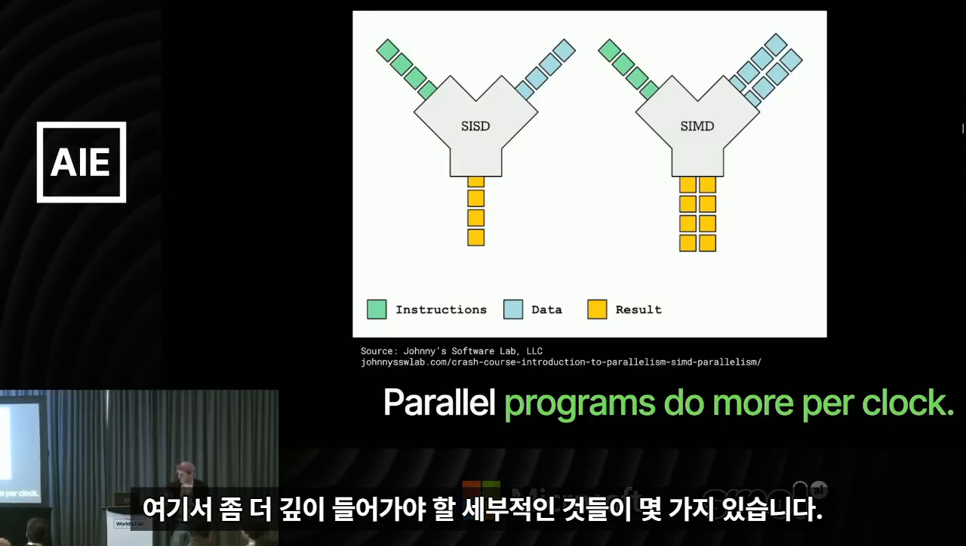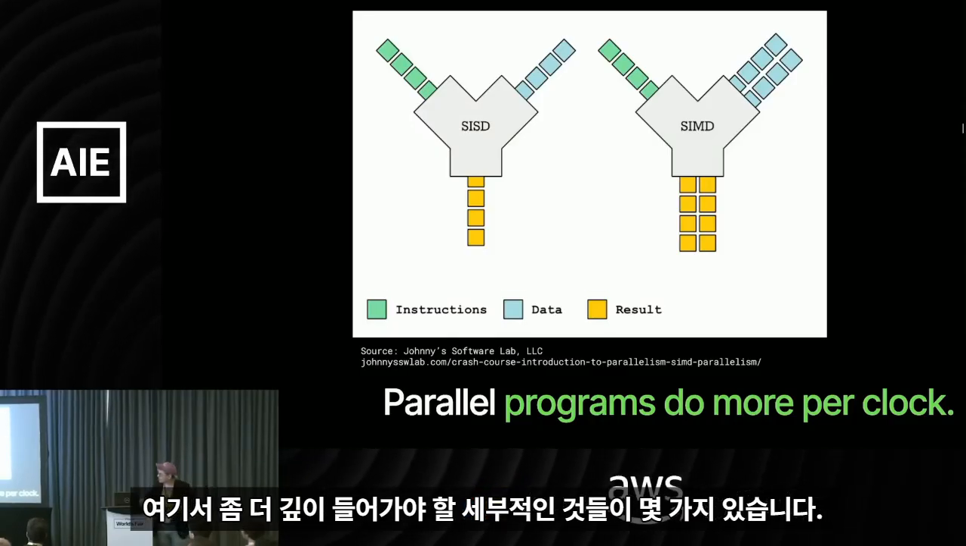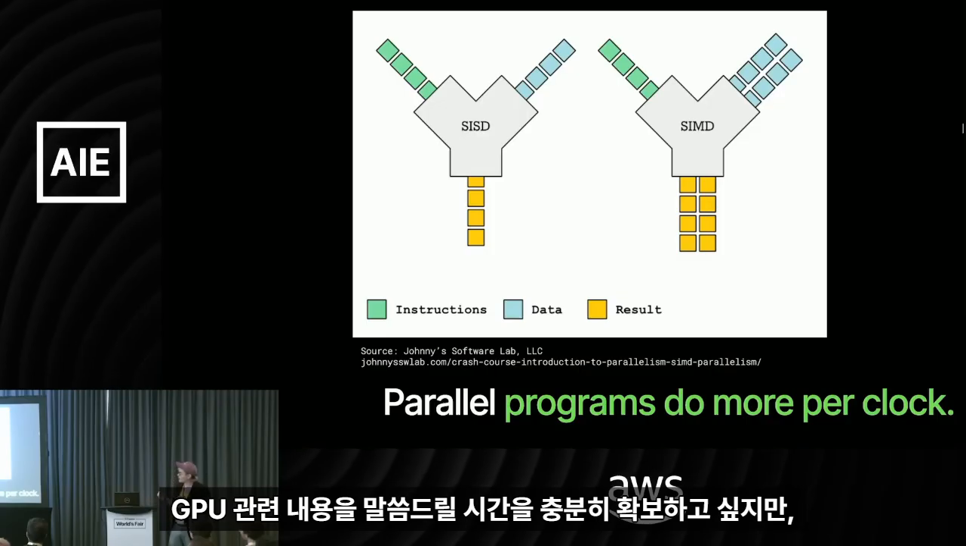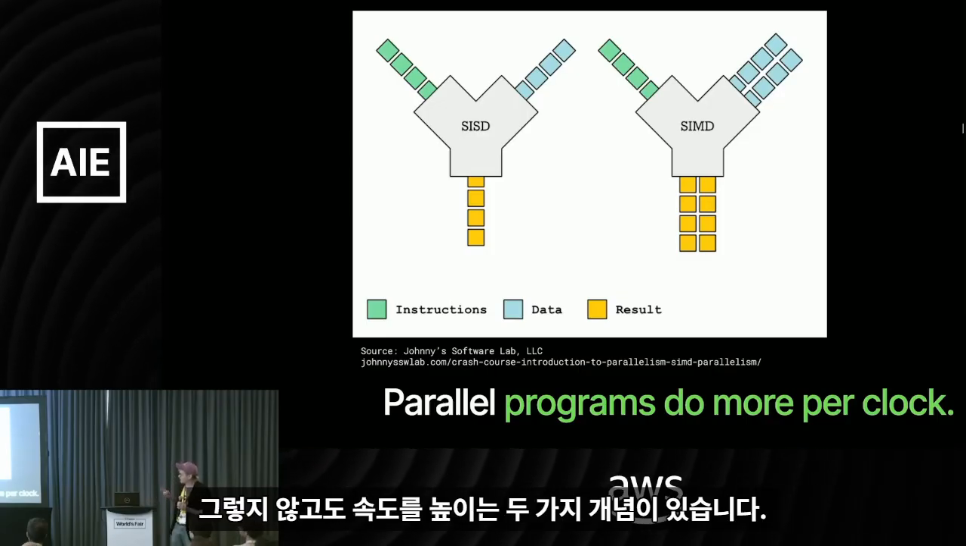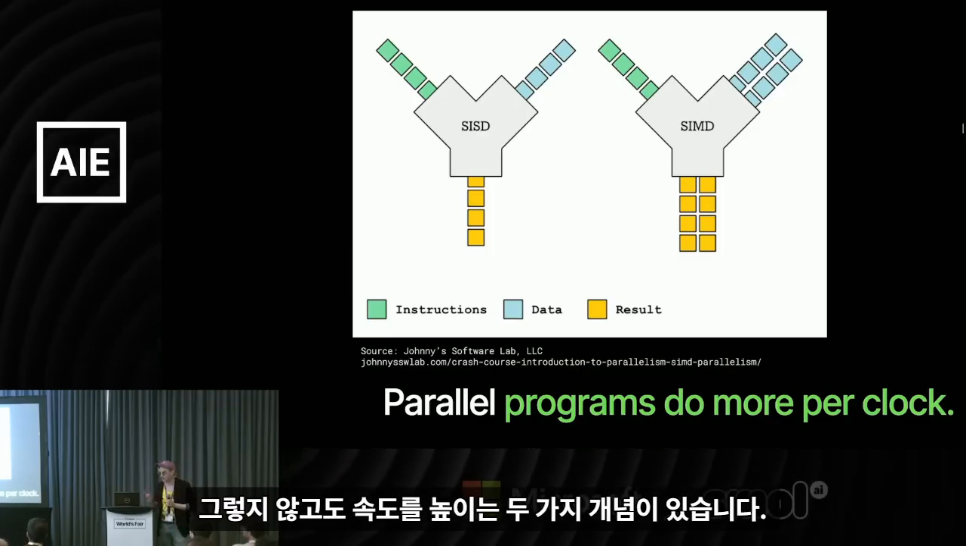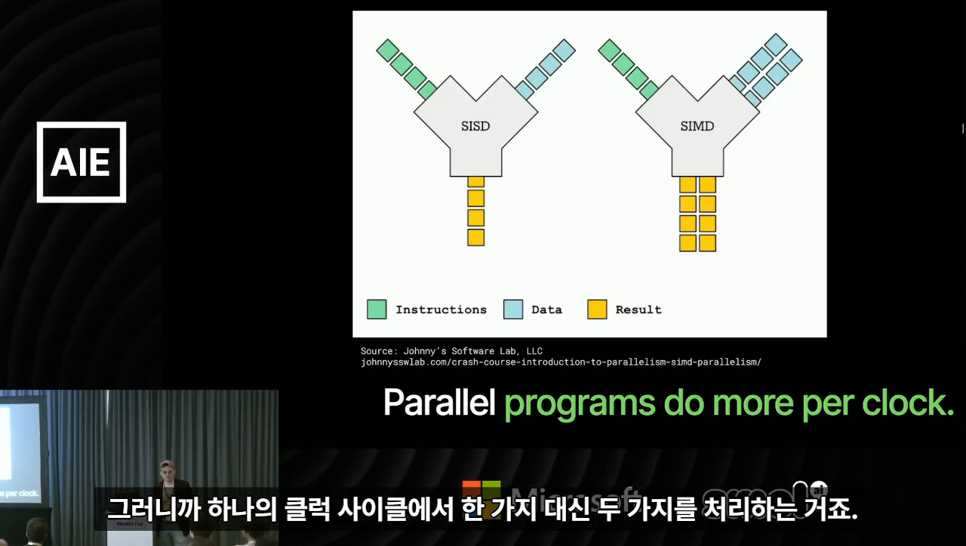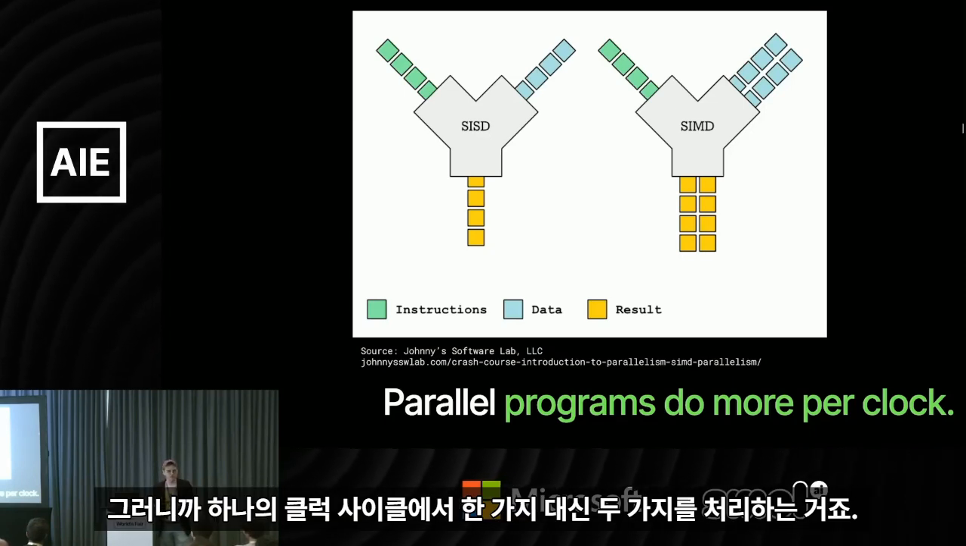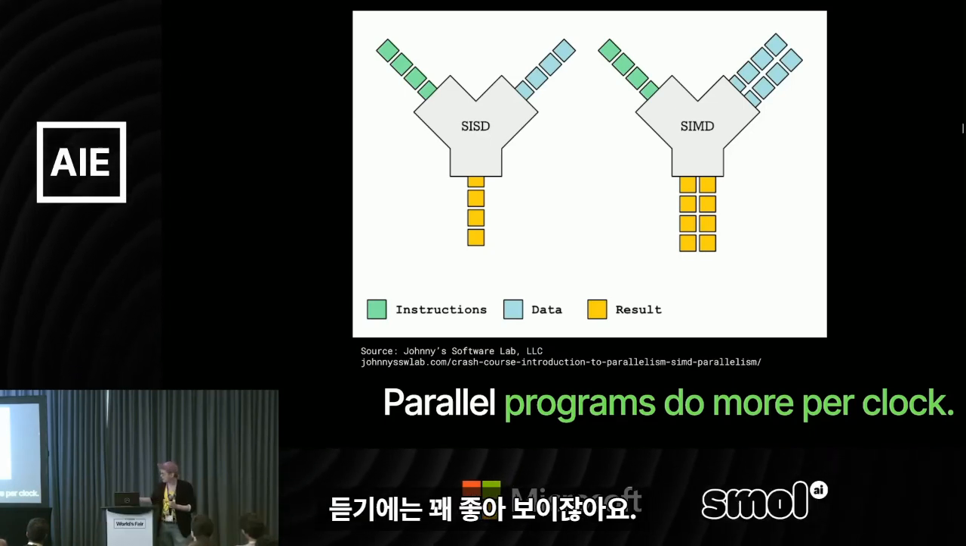There are a couple of detailed things to dive into here. I want to make sure that I give enough time to talk about the GPU stuff. But there are 2 notions of how to make things faster without raising the clock speed. One is parallel. When you have a clock cycle, just do 2 things instead of 1. Sounds like a good idea.